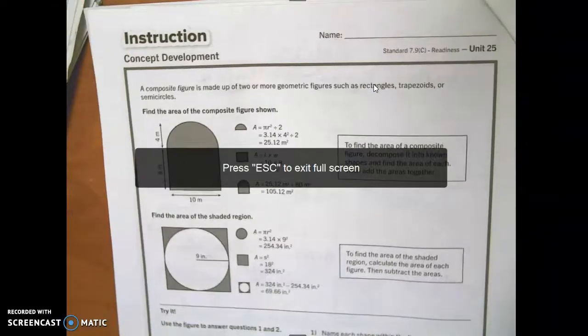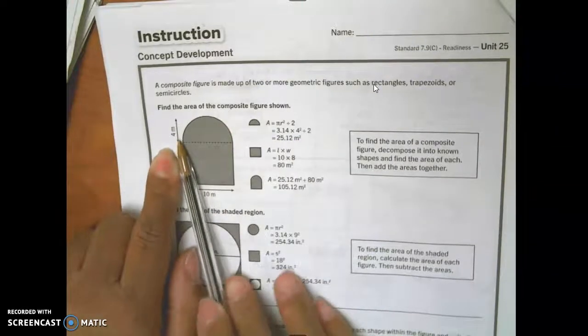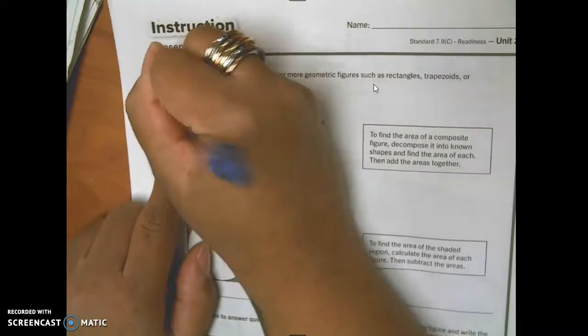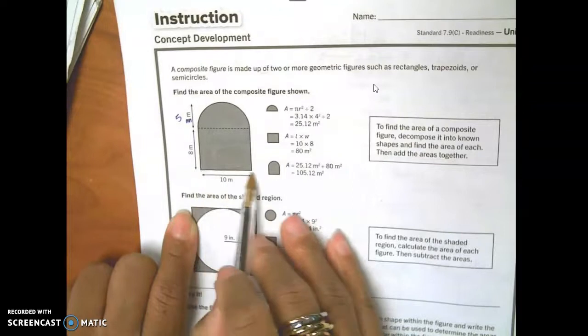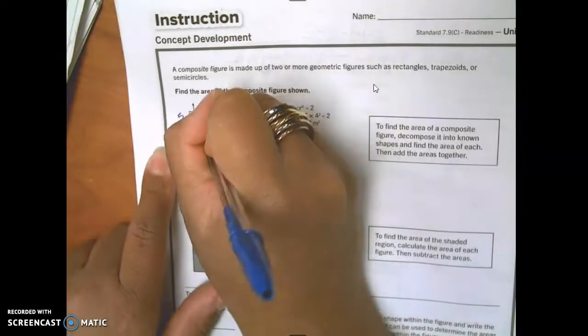Okay, the example right here. This is wrong because this says 4 meters. It should technically be 5. Here's why. This is 10 meters. So this right here is also how long?